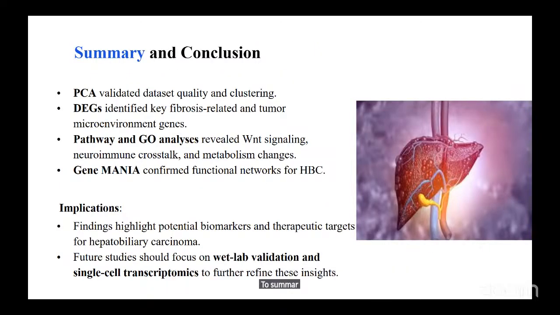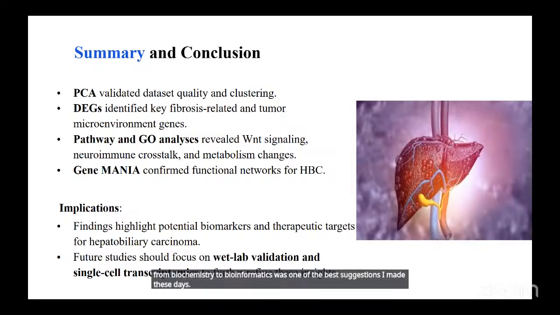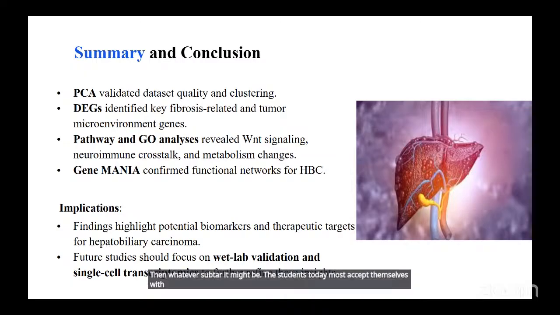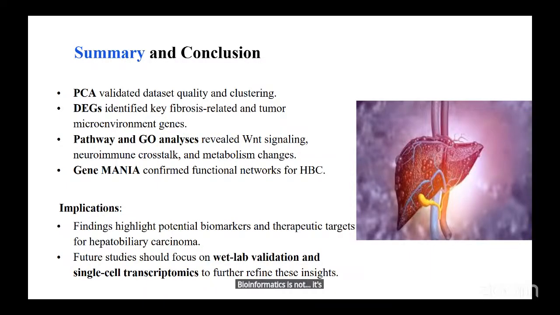To summarize, my journey of transitioning from biochemistry to bioinformatics was one of the best decisions I made, because the world is moving towards data-driven biology. Data science is nowadays a very crucial subject for everyone in whatever sector it might be. Students today must equip themselves with both wet lab and computational skills. Bioinformatics is not difficult. It just requires patience, practice, curiosity, and consistent learning.